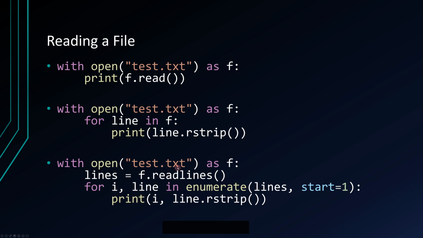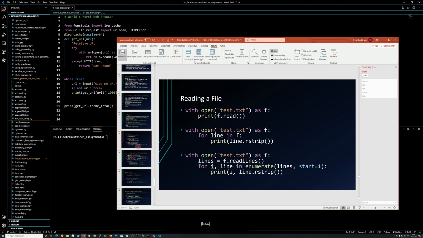The third example is using readlines, which reads all the lines of the file into RAM memory, but instead of turning them into one string, it turns them into a list of strings where each line is a separate item in that list. And we are once again going to use enumerate to number the lines 1, 2, 3, and so on automatically here. Let's demonstrate these in action, so you will see how they actually work.